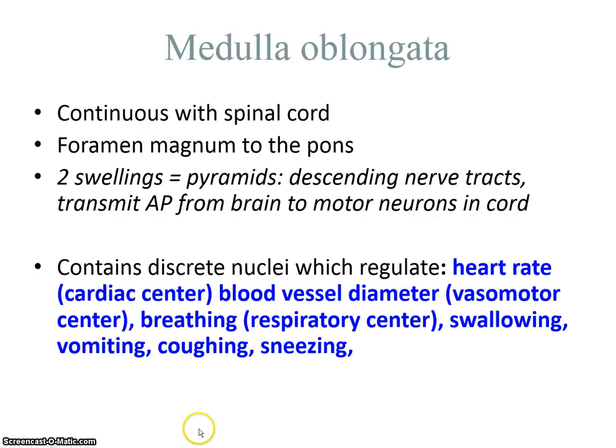All right, the medulla is probably the most insignificant-looking and most important part of the brainstem. It is continuous with the spinal cord, and goes from the foramen magnum to the pons. You can see pyramids, or swellings, but these swellings represent the descending nerve tracts, and ascending tracts also come through here. But the nuclei found here regulate heart rate, blood vessel diameter, breathing rate, swallowing, vomiting, coughing, sneezing, a lot of a variety of things. So this is an area we really have to keep protected.